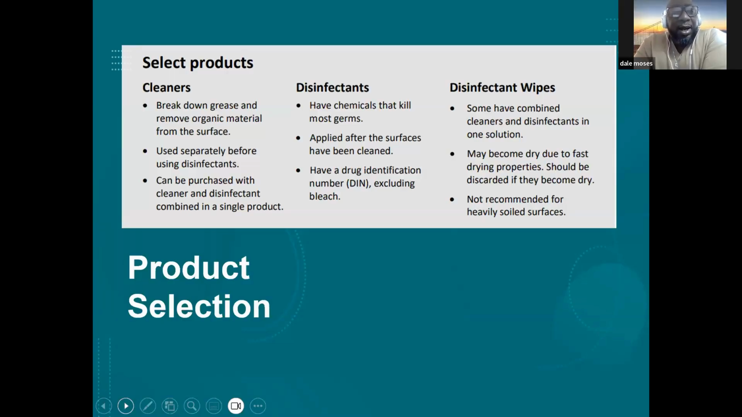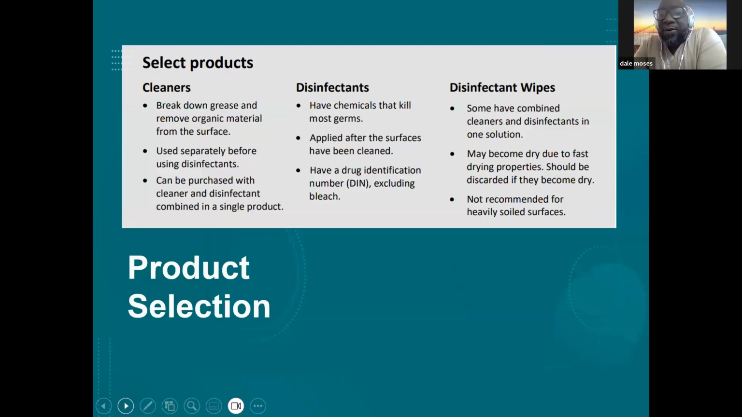When dealing with cleaners, again, they break down grease and remove organic material, as I mentioned early on, used separately before using disinfectants, and can be purchased with cleaner and disinfectants combined in a single product. And again, disinfectants have chemicals that kill the organisms, to be applied to surfaces that have been cleaned already. They have a DIN, but there's also disinfectant wipes, which we do use, which have, again, cleaners and disinfectants in them. So one or two step disinfectant wipes.